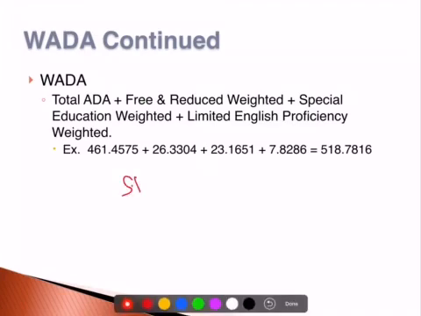So state funding, if you take this 518 and you multiply that times $2,400, that's going to be quite a bit. So if you think about every student that you can add, and you're getting $2,400 for that student, that's quite a bit of money.